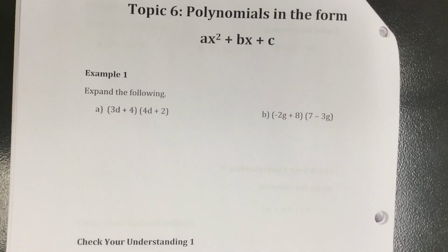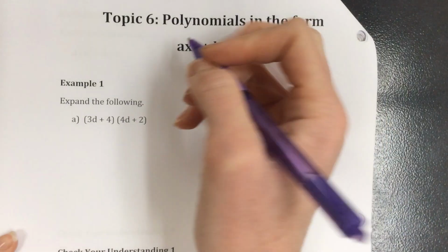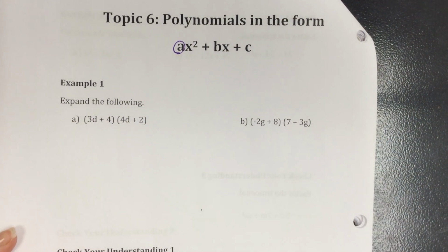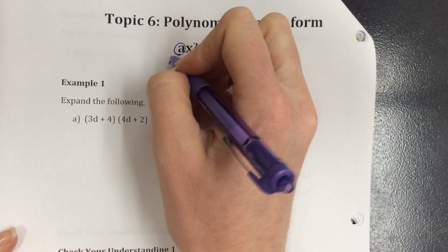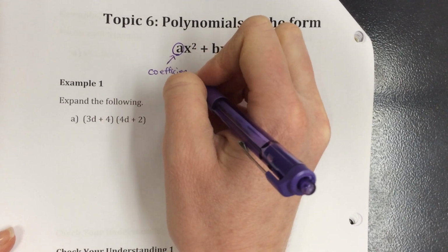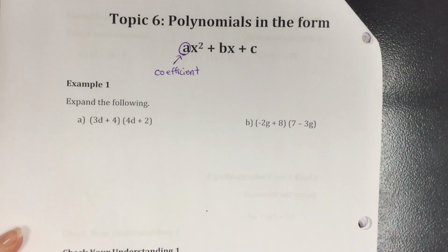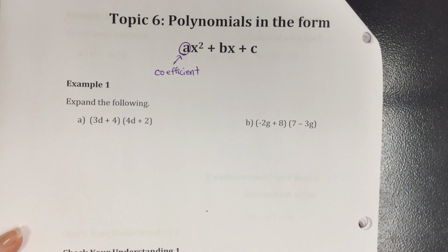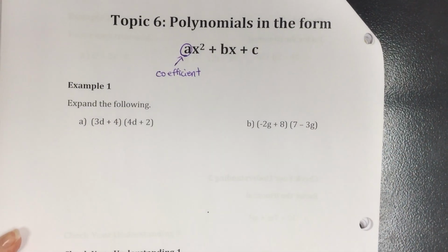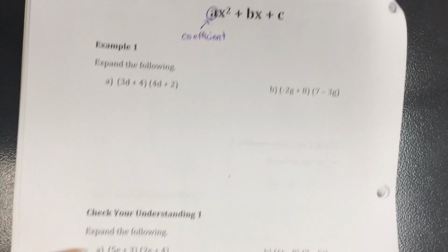Okay, here we go. So topic 6, we're looking at polynomials now that have some sort of value for x squared, a coefficient. Remember, this is a coefficient, anything that's multiplying by that number. And so we want to look at these, and basically we're doing the same thing as we did when we didn't have a coefficient there, but let's take a look at what it looks like anyways.